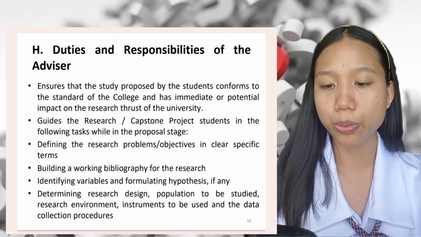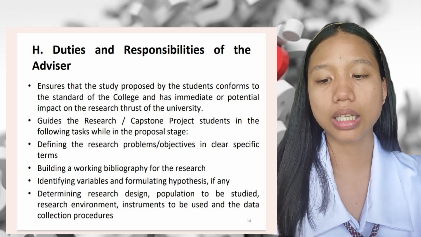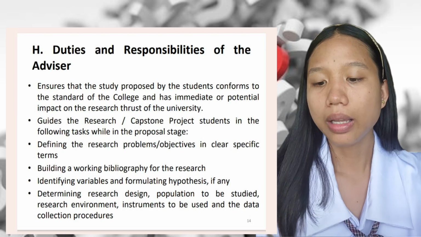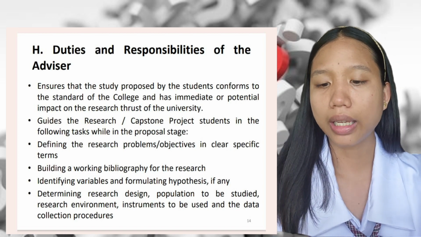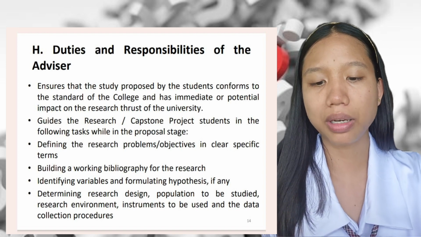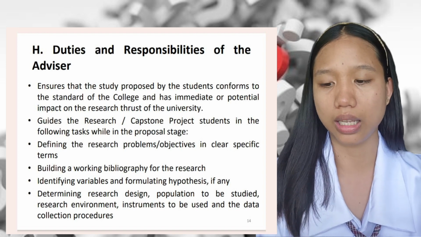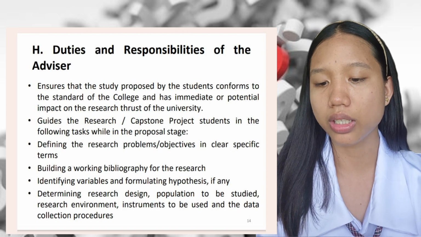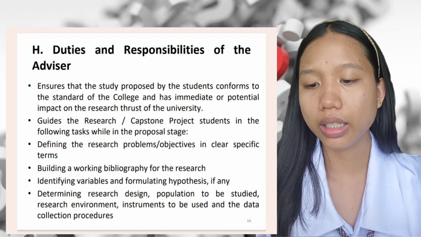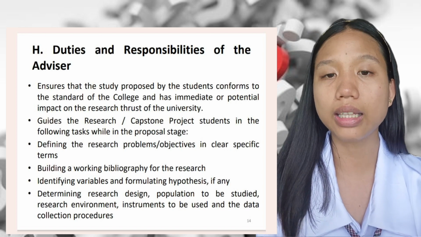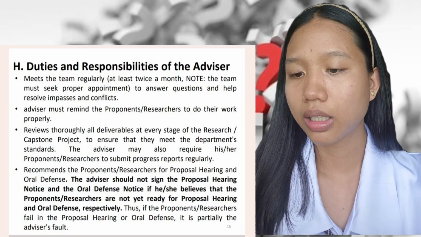Defining the research problems or objectives in clear, specific terms. Building a working bibliography for the research. Identifying variables and formulating hypotheses, if any. Determining research design, population to be studied, research environment, instruments to be used, and the data collection procedures.